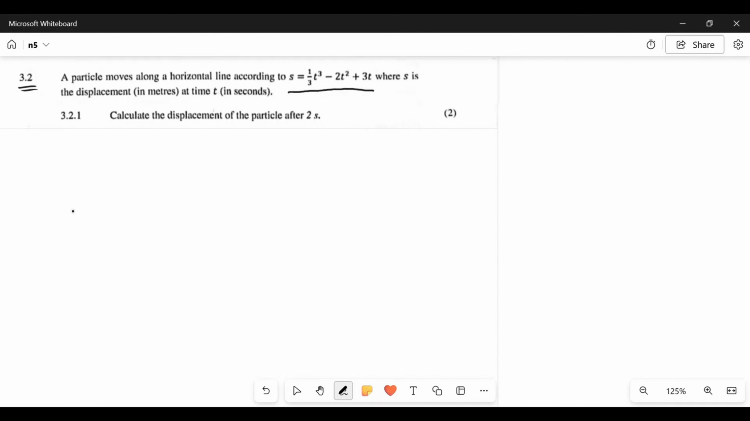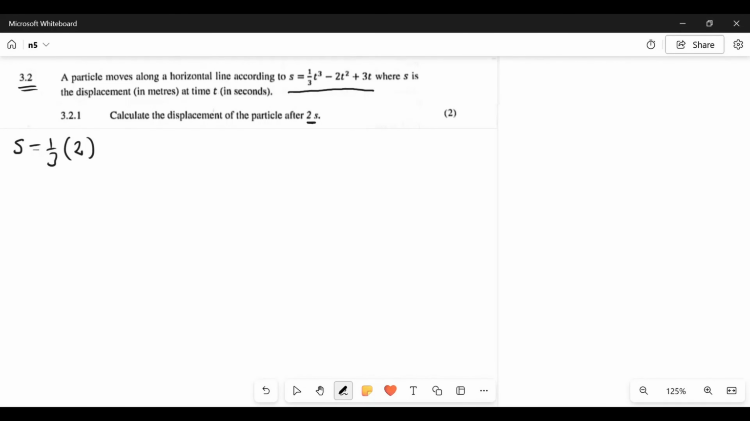So the first question on 3.2, which is 3.2.1, they want you to calculate the displacement of the particle after 2 seconds. We have already been given the formula for displacement. All you have to do here is substitute. Remember, t is 2 seconds, so wherever there is t, we substitute with 2. So the formula goes like this: we have s equals 1 over 3, open bracket, wherever there is t, we substitute with 2.